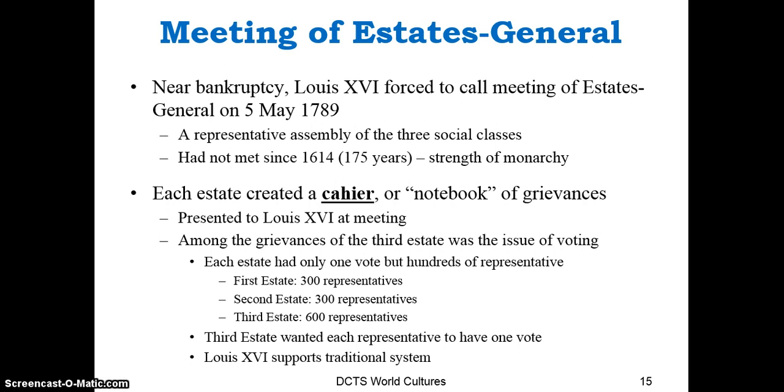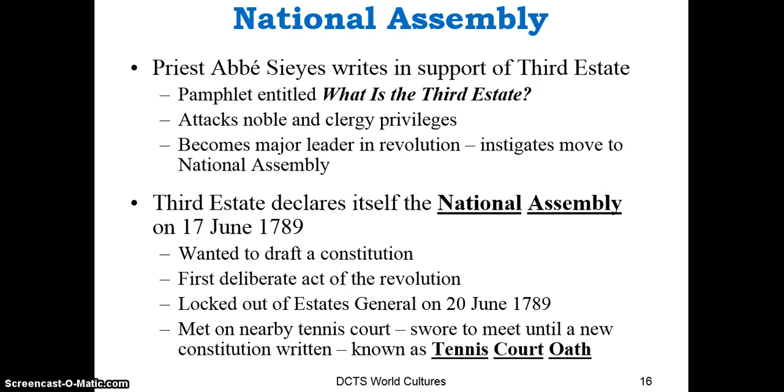Louis XVI supports the traditional system. In this case, he supported the system where each estate had one vote, no matter how many representatives they may actually have. So there's a little bit of a disconnect there. A priest by the name of Abbé Sieyès will write in support of the Third Estate. He writes a pamphlet called "What is the Third Estate?" He attacks nobles, clergymen, and privileges, becomes a major leader in this revolution, and he instigates what's called the National Assembly. The Third Estate is going to declare itself this National Assembly on June 17th.